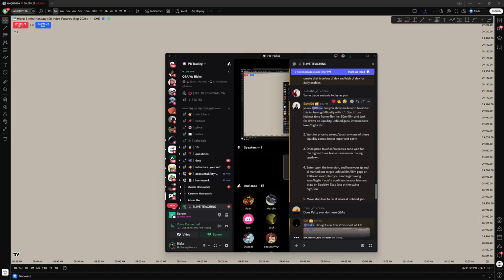Yo, could you show me how to backtest this? I'm having difficulty with it. Start from the highest time frame. Look for draws on liquidity. Wait for price to sweep, touch any one of these liquidity zones. Enter upon the order.